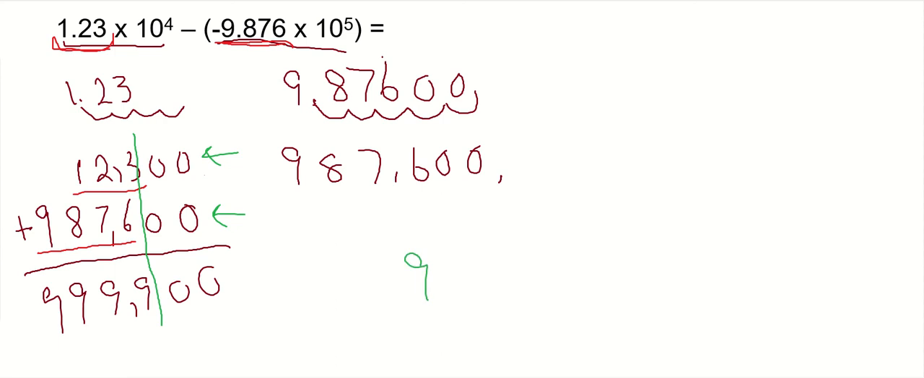Our answer, following sig fig rules, is 999,900. And we should turn this back into scientific notation because written in this form, these aren't significant, and you know that because of the rules. But we can make it certain by rewriting this in scientific notation.